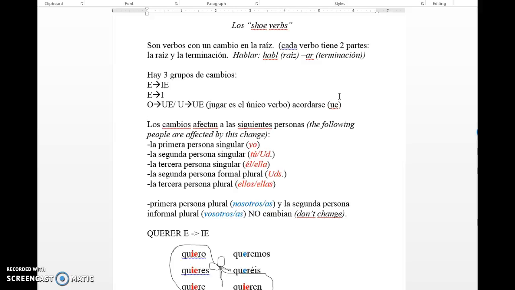And I'm not searching, going, oh, was this a stem-changing verb or a shoe verb? I've got it right there in one place. So that's just a suggestion. Okay. Now, back to Spanish.